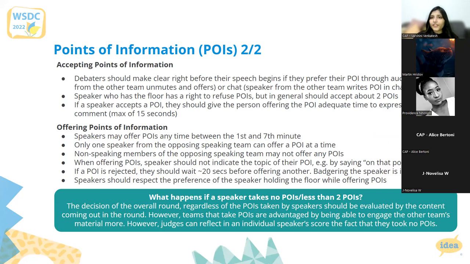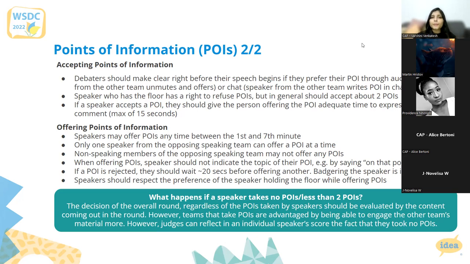So overall, in terms of accepting points of information in your 6 substantive speeches, one is judges, because they're responsible for managing the room, should make sure that each speaker, right before their speech, lets the room know if they prefer their POI through audio or through chat, and just check in that teams are following whatever the speaker's preference is. And then obviously the speaker who has the floor has the right to refuse POIs, but in general should accept about 2 POIs. So this is not like a hard and fast rule, but is the recommendation across years that a speaker take 2 points of information.